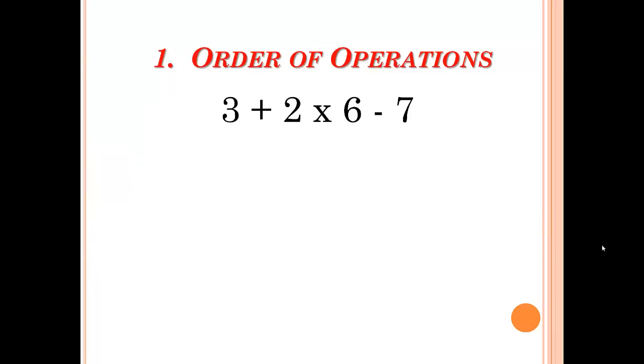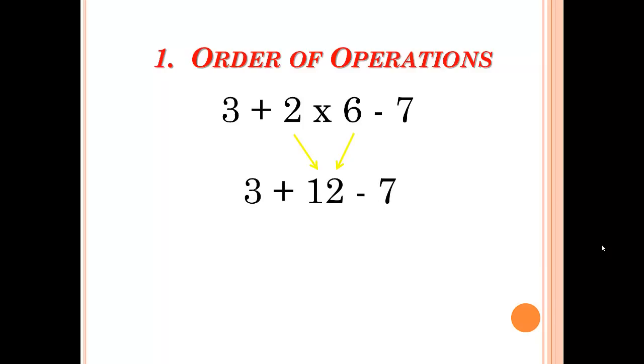For our first problem, we have 3 plus 2 times 6 minus 7. Our first step is parentheses, but we can skip this since we do not have any parentheses. Our second step is exponents. Again, we can skip this step. Our third step would be to do multiplication and division from left to right. So for this problem, we'll do 2 times 6. And 2 times 6 equals 12. So now we have 3 plus 12 minus 7.